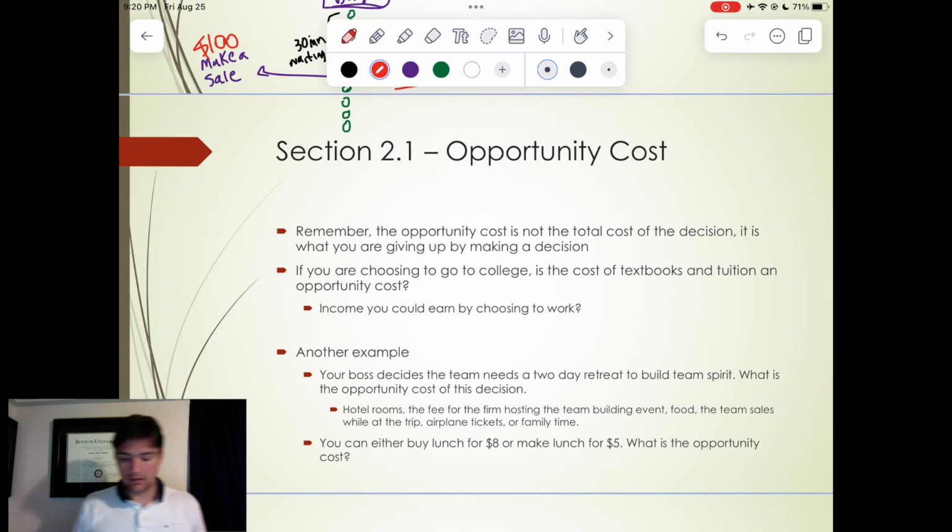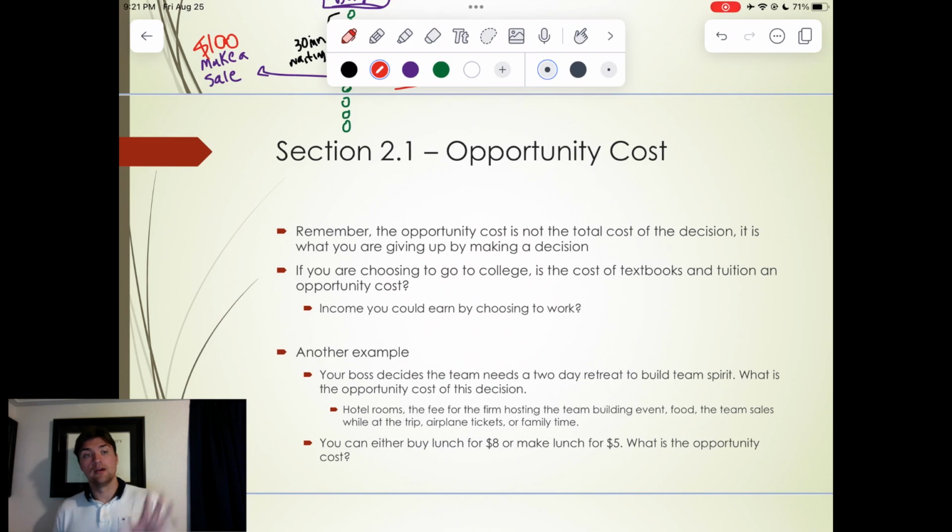Now, another example of this, just to really get you understanding this: your boss decides the team needs a 2-day retreat to build team spirit. What is the opportunity cost of this decision? Is it the hotel rooms, the fee for the firm hosting the team building event, food, team sales while at the trip, airplane tickets, or family time? What is the opportunity cost here? There are a few answers here.